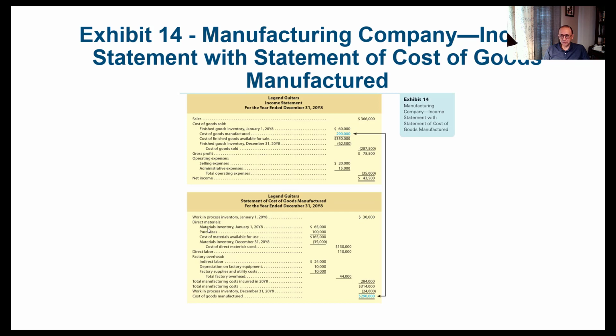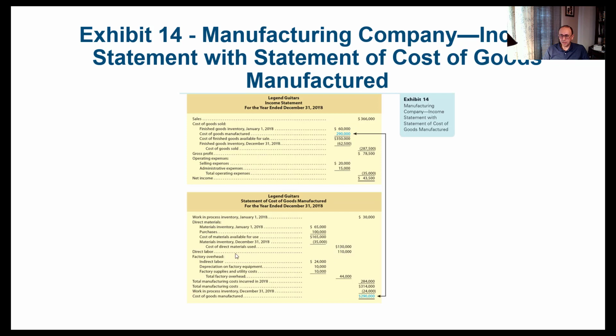And for direct material, we have to think about the beginning material we started with, the purchases of material, the cost of material available for use, and then we subtract the leftover of the raw material inventory. And that will give us the cost of direct material used in production, the 130. So 65 plus 100 is 165, minus the ending inventory of raw material of 35. So that means that we used 130 in our manufacturing. So the cost of direct material used is 130.